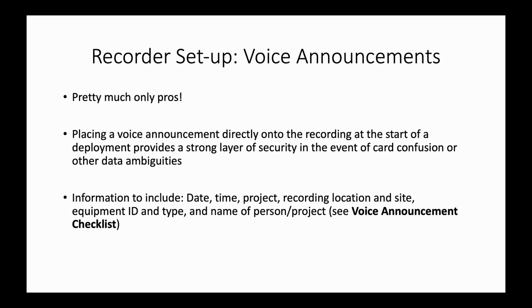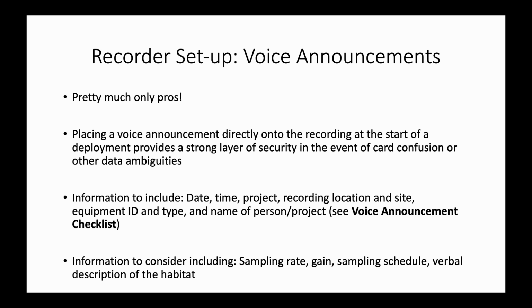Some of the things that we like to include on voice announcements are the date, time, project, recording location and site, equipment ID and type, and the name of the person that's conducting the project. Some information that you might consider including are things like sampling rate, gain, sampling schedule, and perhaps even a verbal description of the habitat. So later you're not trying to remember, was this the recorder that was next to the fallen tree or the recorder that was near the road?